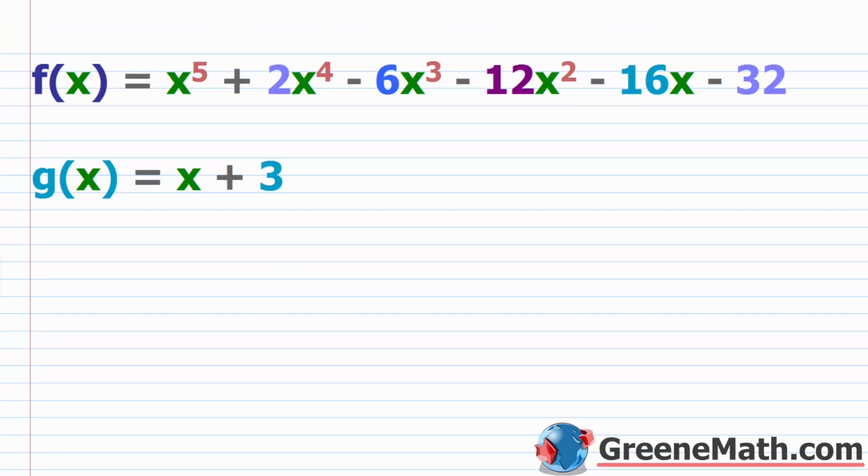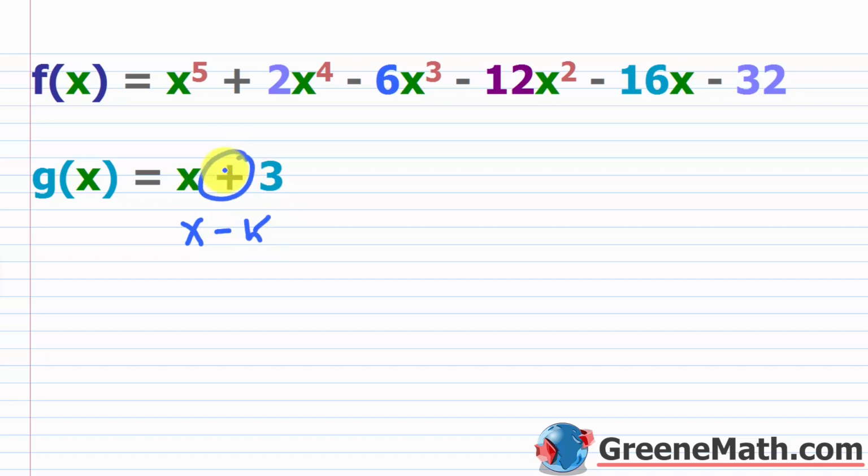All right, let's take a look at a longer one. So we have f of x equals x to the 5th power plus 2x to the 4th power minus 6x cubed minus 12x squared minus 16x minus 32. Is g of x, which is equal to x plus 3, a factor? Again, you want this in the form of x minus k to make this work. You have a plus there. If you see that, you've got to change it.